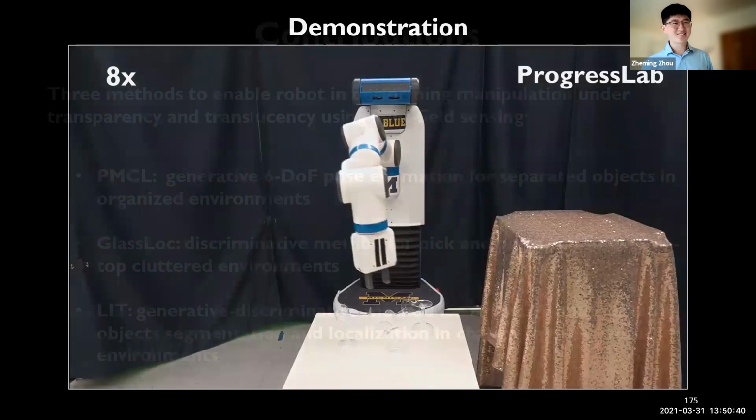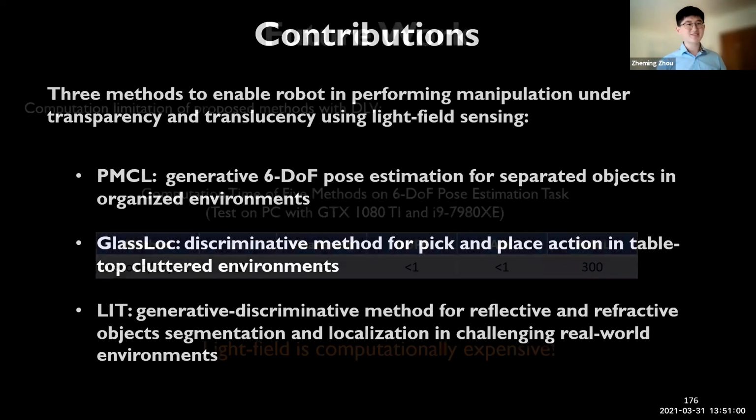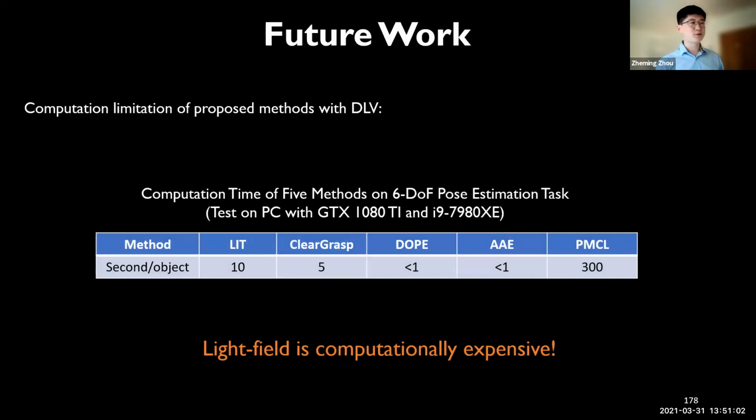Cheers. So in the end, in this dissertation talk, we have introduced 3 methods to enable robots to perform manipulation on transparent and translucent objects using light field sensing, under different environment setups and different purposes. Our initial explorations also give a lot of future directions that warrant further investigation.